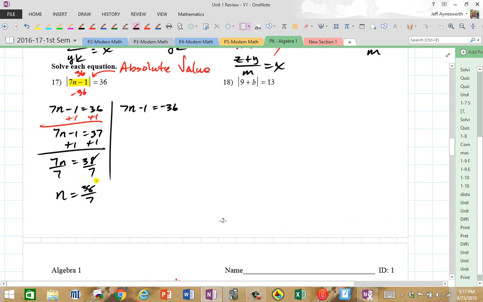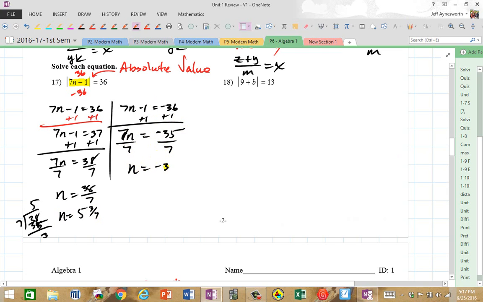How about 5 times? 5 times 7, 35. 38 divided by 7, 5 times. 35, let's say. Remainder 3. So 3 sevenths, 5 and 3 sevenths. Or over here, we can have the opposite. So 7n is equal to negative 35. Divided by 7, and I get n equals negative 5. So my two solutions are negative 5 and 5 and 3 sevenths. Okay, I have two solutions here.